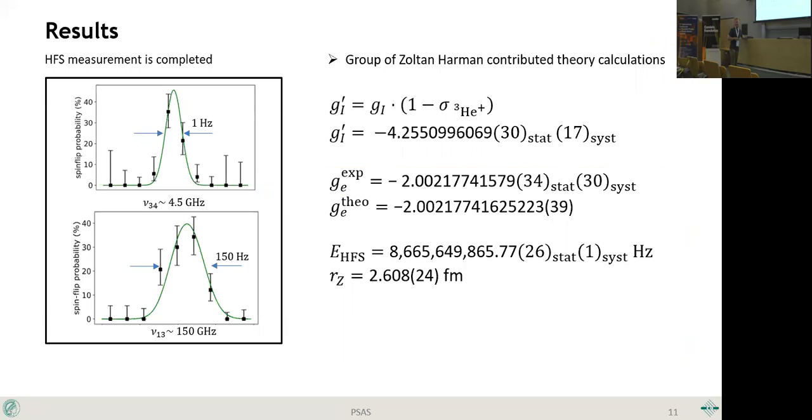This I do not understand. What is an agreement? It means you use this G factor to determine the helium-3 magnetic moment, and then you compare with other measurements. Okay. So you mean that your G factor, the magnetic moment of the helium-3 nucleus, is in agreement with other determinations?